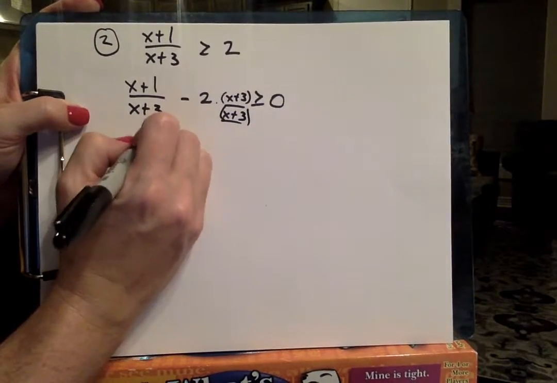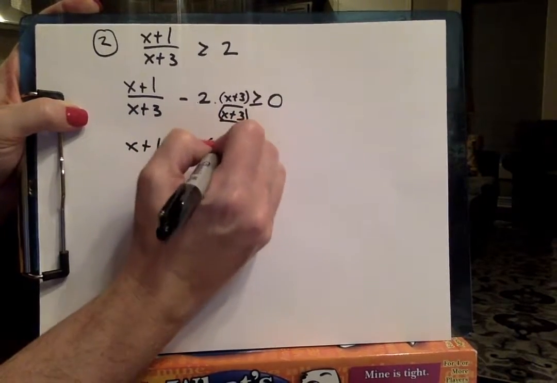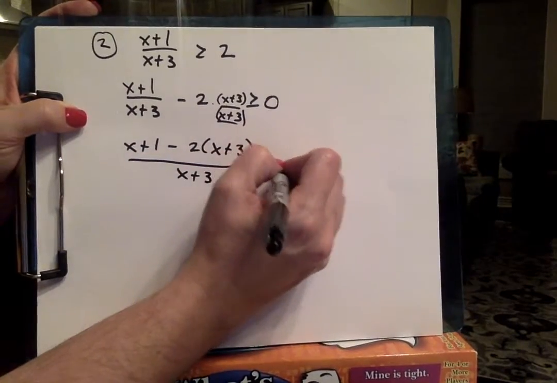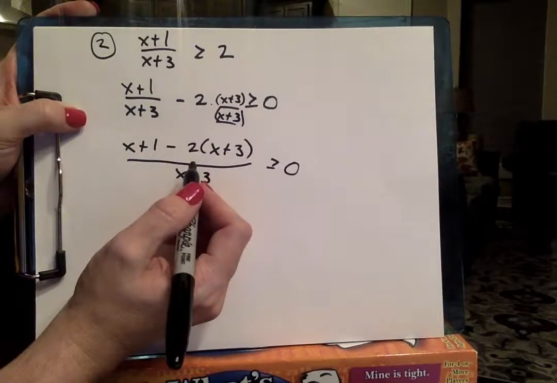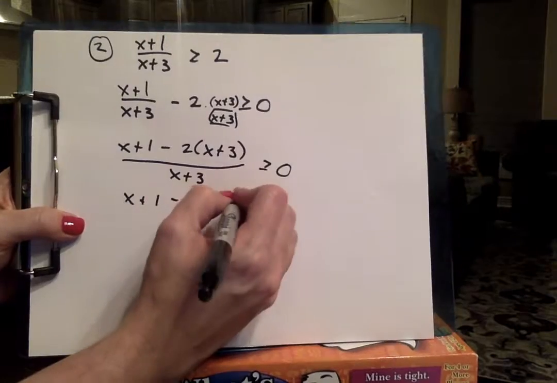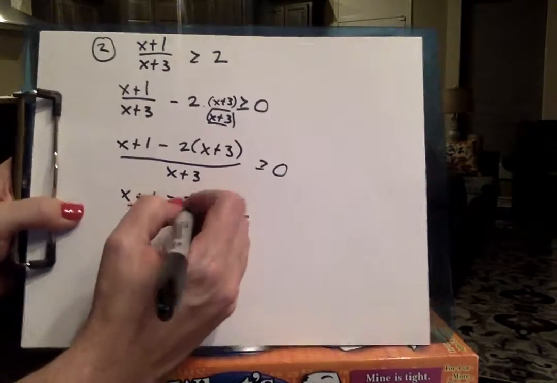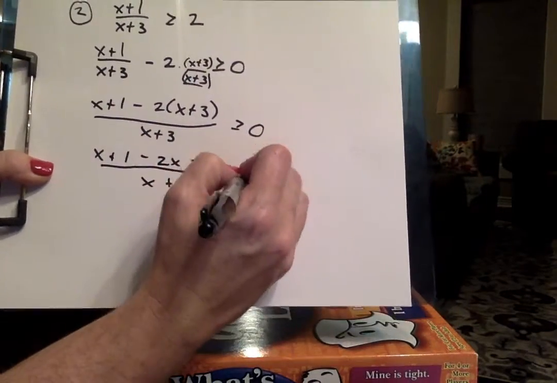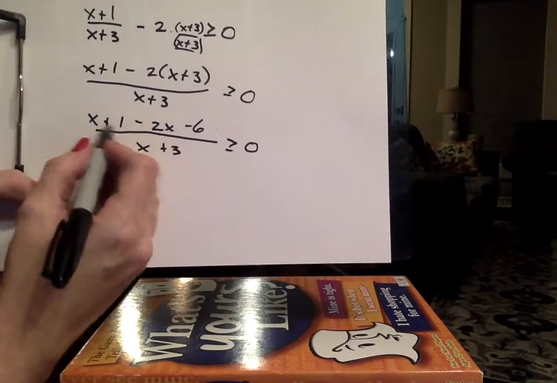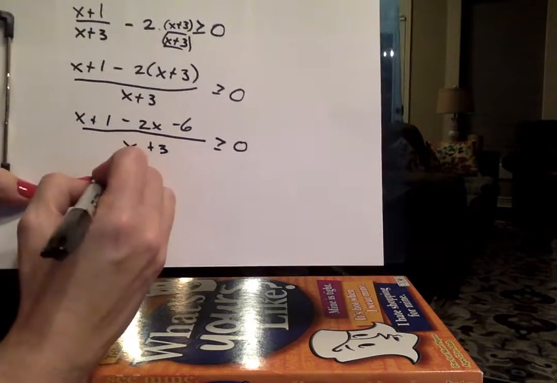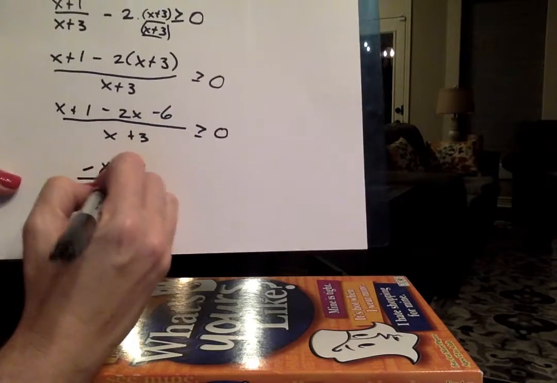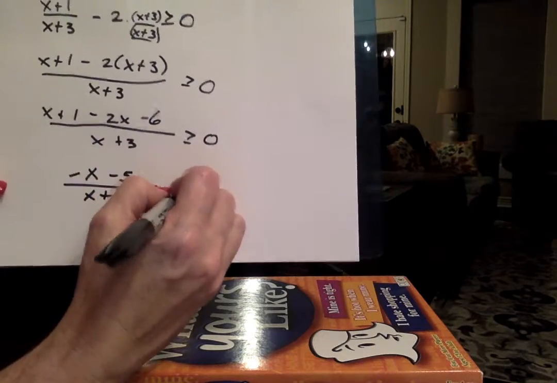So I'll have x plus 1 minus 2 times x plus 3, all over x plus 3, is greater than or equal to 0. I need to do a little bit of simplifying here. x plus 1 minus 2x minus 6, all over x plus 3, is greater than or equal to 0. And finally, we'll have x minus 2x, which is negative x, 1 minus 6 is negative 5, all over x plus 3, greater than or equal to 0.